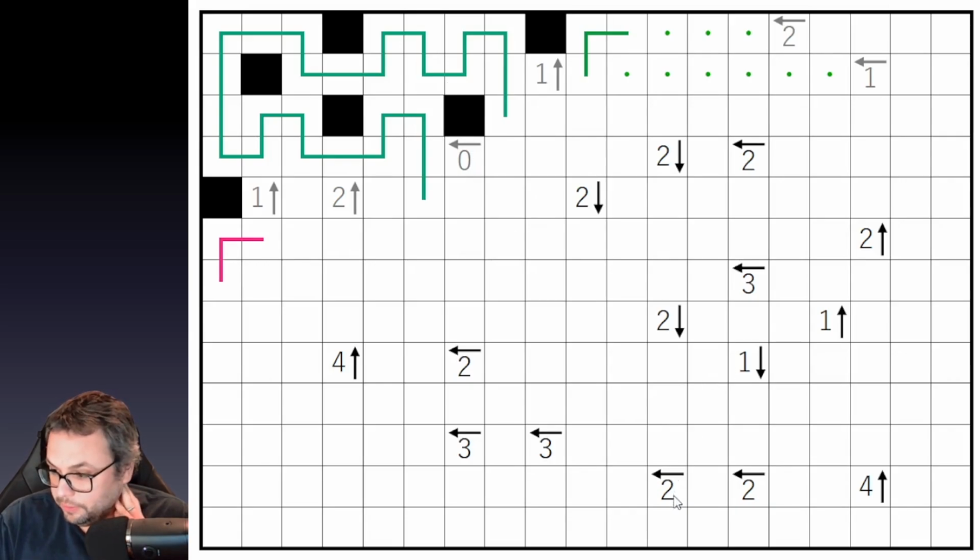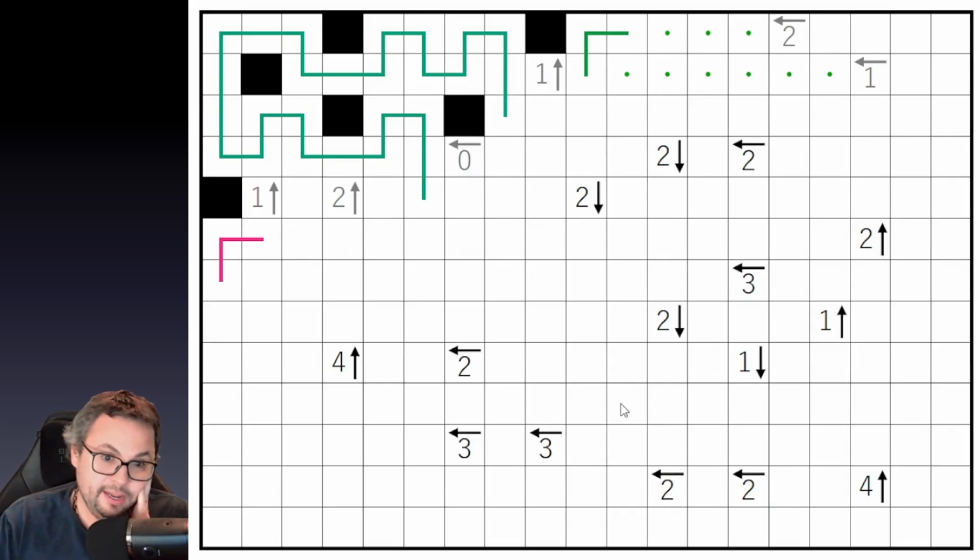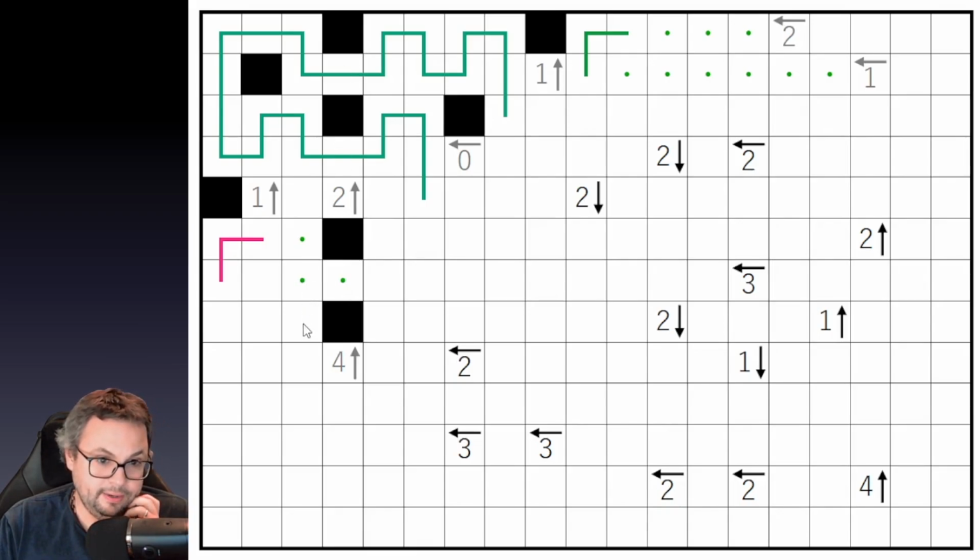If 3 of the ways are blocked off, that cell's a dead end, and you have no choice but to shade it. This 4 sees 2 of these, so it needs 2 more, and there's only 1 way to do that again. This is now a corridor again.